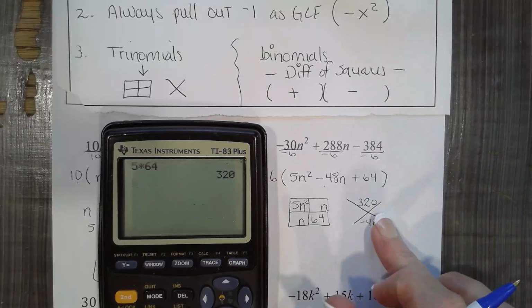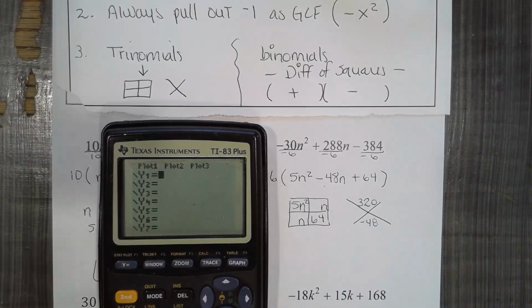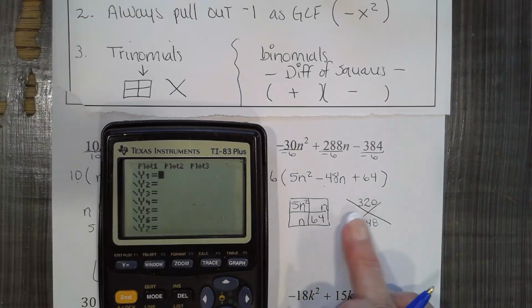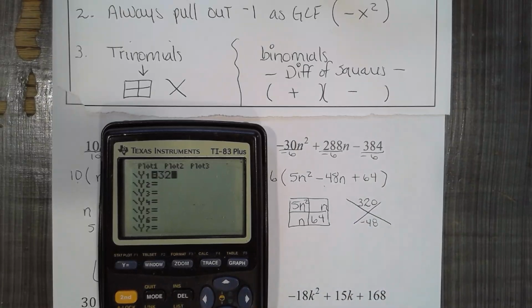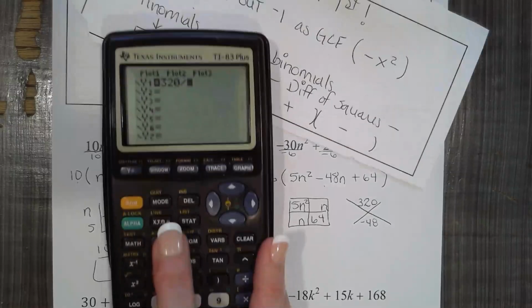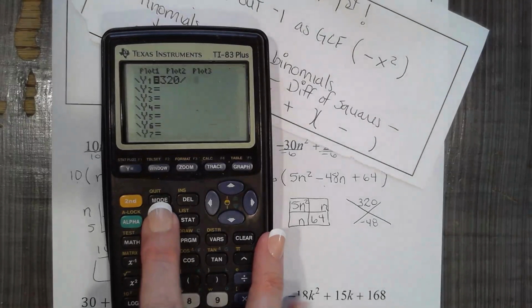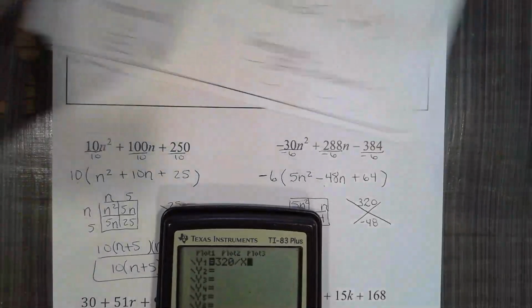Okay, so this is a rather large number. We would hope that maybe this would be done with a calculator active problem. So what you're going to do is you're going to go to y equals, and you're going to put in this top number 320 divided by x, and there's your x.